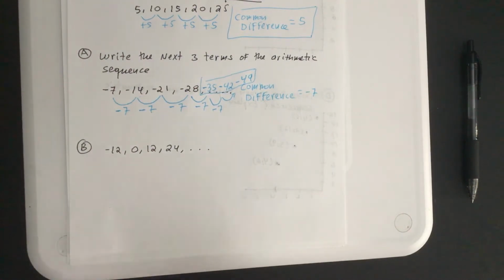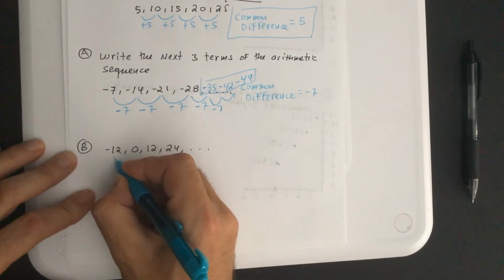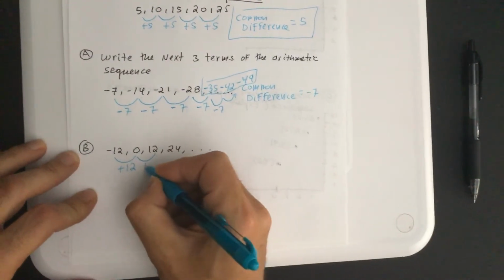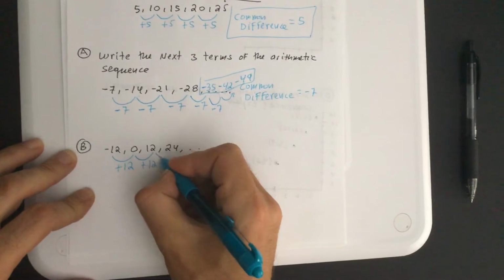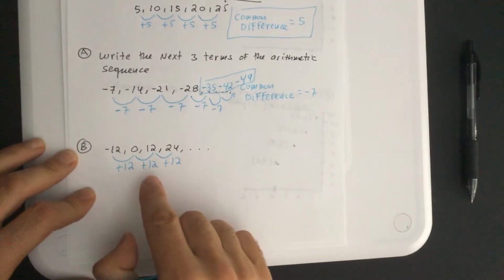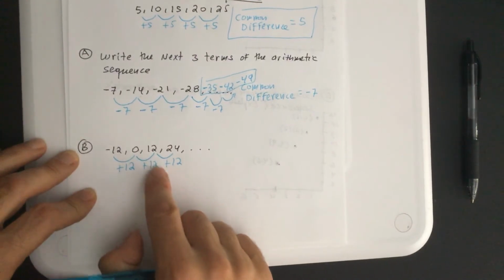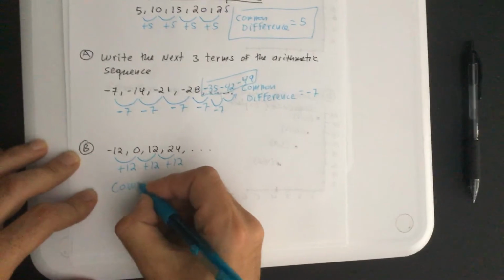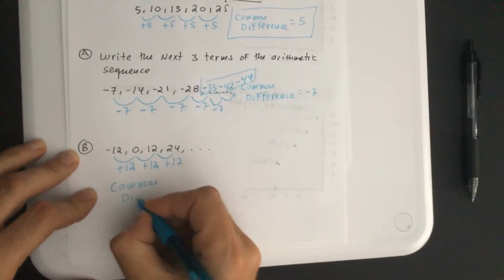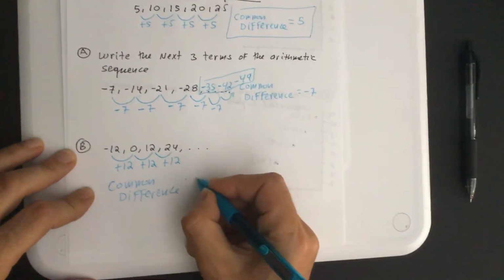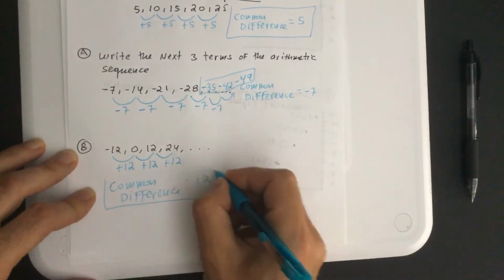All right, so let's take a look at it right here. From -12 to 0, well, I'm adding 12. 0 to 12, I'm adding 12. So it's common, right? 12 to 24, I'm adding 12. I know it's an arithmetic sequence because we're adding the same number here. And the common difference is going to be adding 12.